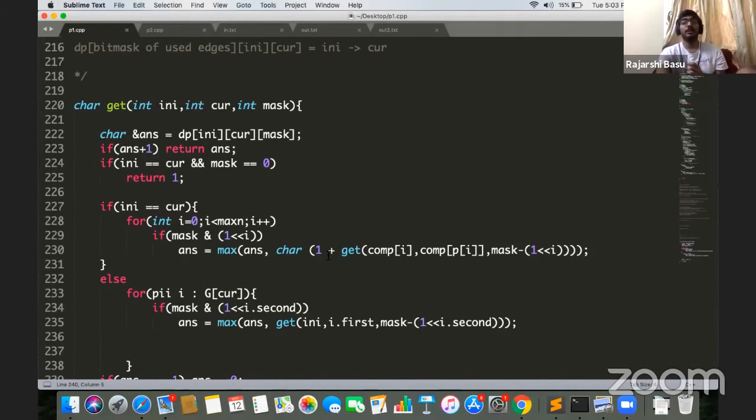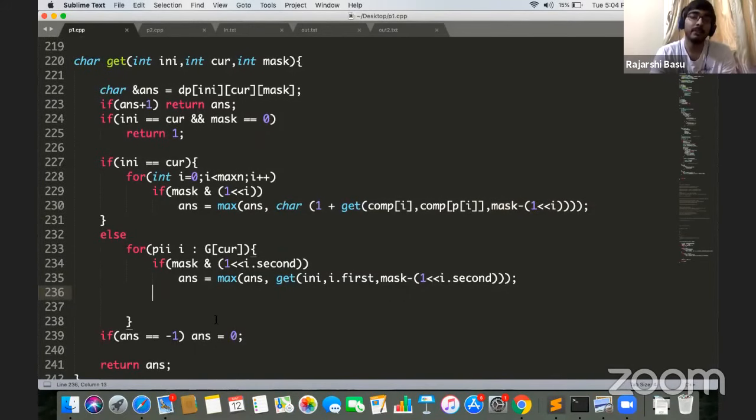The DP transition should be pretty clear. We are iterating over all the edges that we can have, and then trying to see what is the last edge that I traversed. And effectively we are removing that last edge from the mask. This is the usual bitmask DP transition.